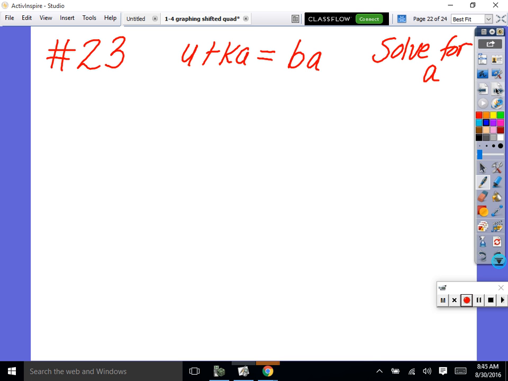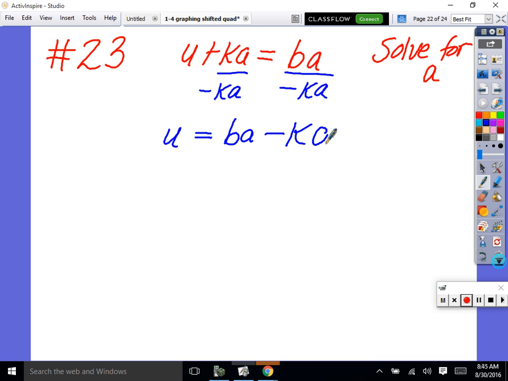So do you see how this has an a and this has an a? We need those on the same side of the equation and everything else on the other side. So let's subtract ka from both sides. So we have u is equal to ba minus ka. So once again, if you have two of the variable you're trying to solve for, the rule is get all of those to one side of the equation and anything else to the other. So there's nothing on this side we need to bring over, right? If there was like a 7 here, we need to bring that over. Does everybody understand?